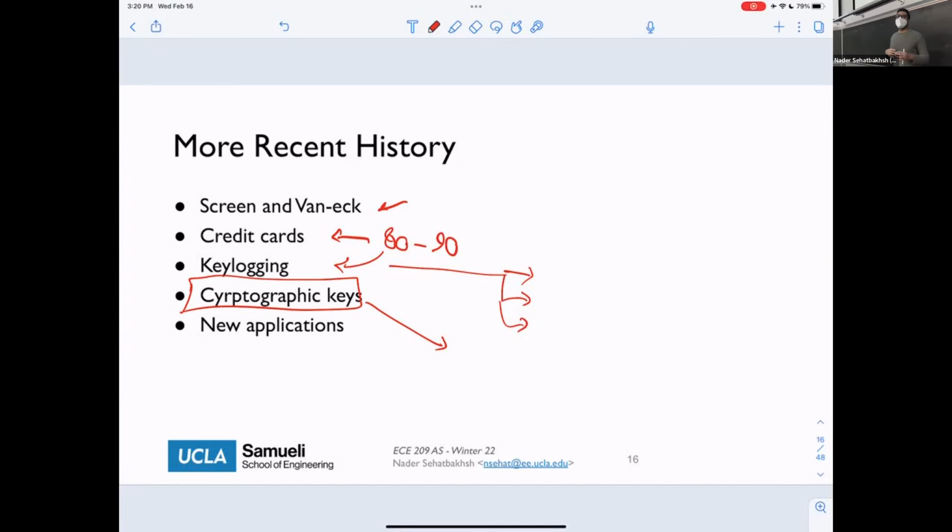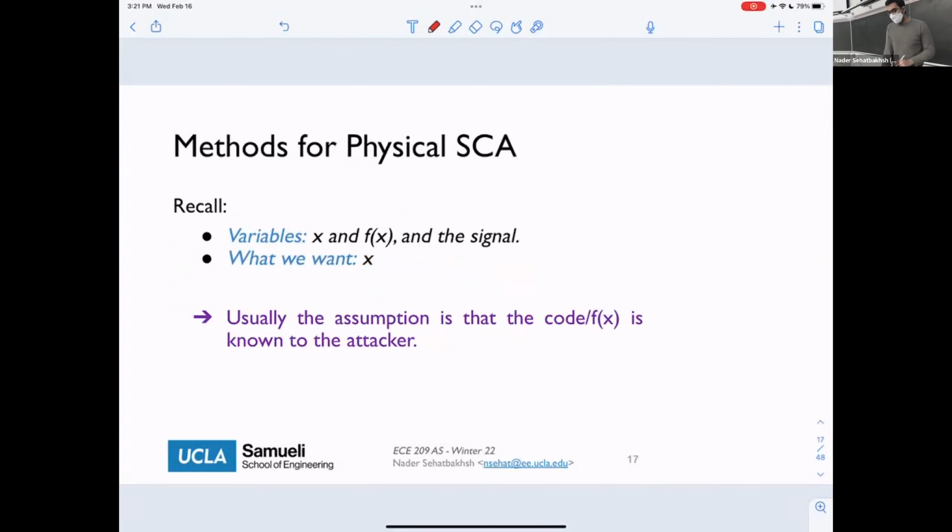Otherwise, we have mathematically proved that any other type of activity by the adversary cannot result in revealing the secret. So physical side channels are still a big deal in extracting cryptography keys, and there are newer applications as we discussed today as well. Things like extracting weights from machine learning is a new application, and there will be more. For example, people have shown that they can reveal secrets from voice recognition systems and so on and so forth. All right, so enough with the history.